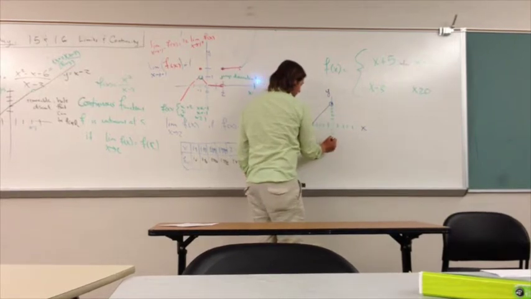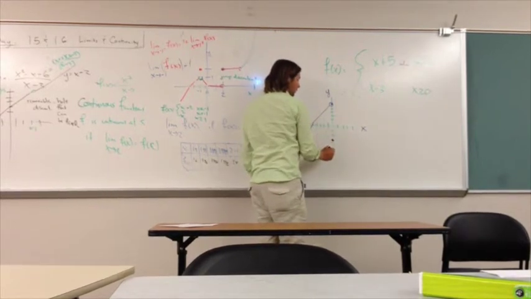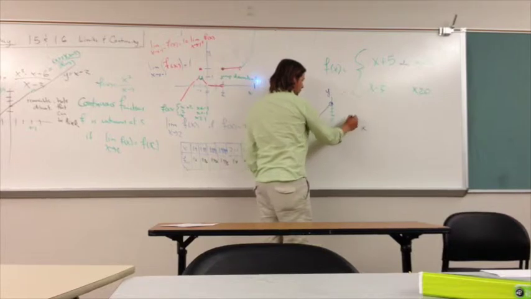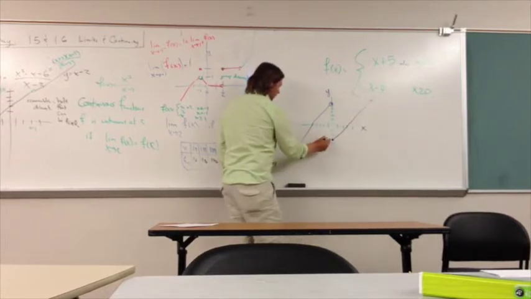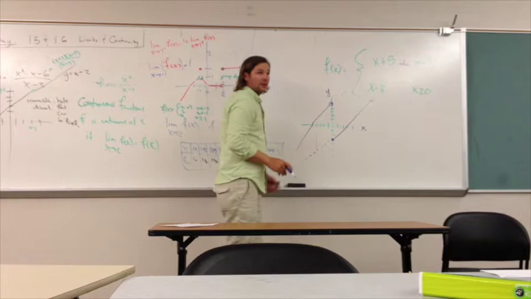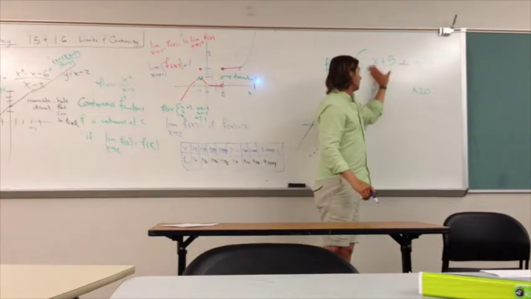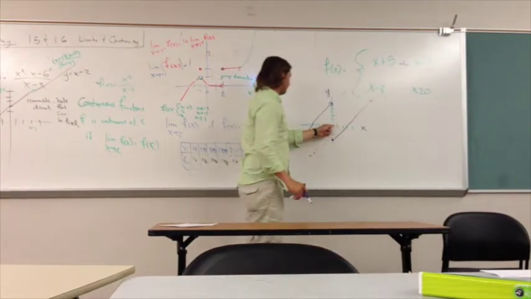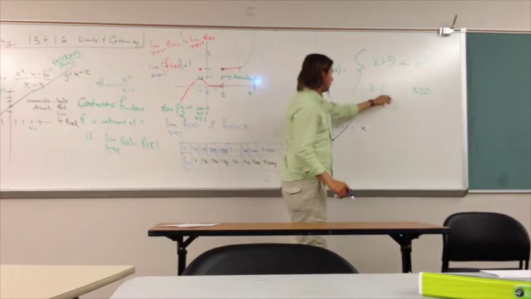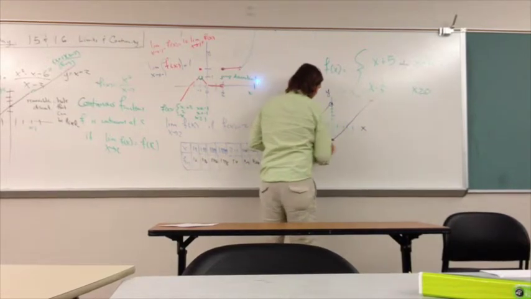So at 0 it starts at negative 3, and then it just grows with slope 1. Do I care about this stuff over here? No, because this part of the function is describing the behavior left of 0, and this part of the function is describing the behavior right of 0.